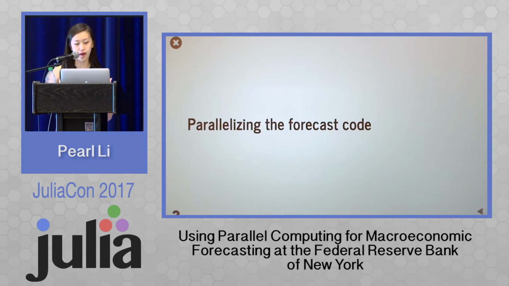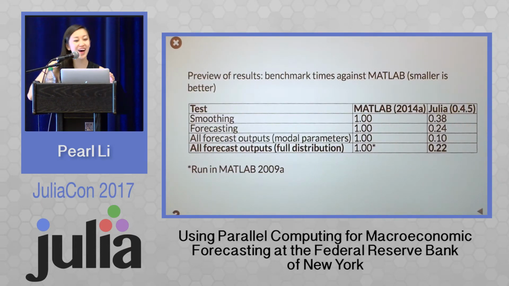So just to skip to the end, the most important thing is the results. We did these benchmark timing tests around the time that we finished this step of the forecast code, so this is before we switched to Julia 5. Apologies that it's still in Julia 4. You can see that for each step, the Julia code is quite a bit faster. In particular, for the full distribution forecast, it's about 5 times faster. So you can imagine it going from about 70 minutes to maybe 12 to 15 minutes, which is definitely an improvement.